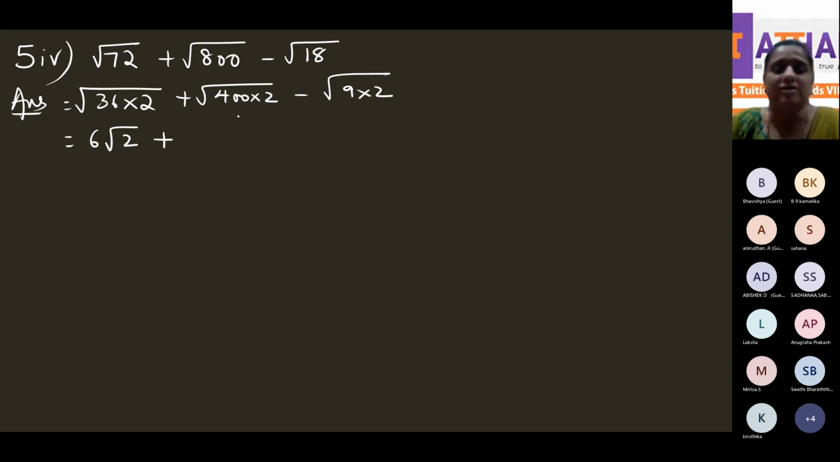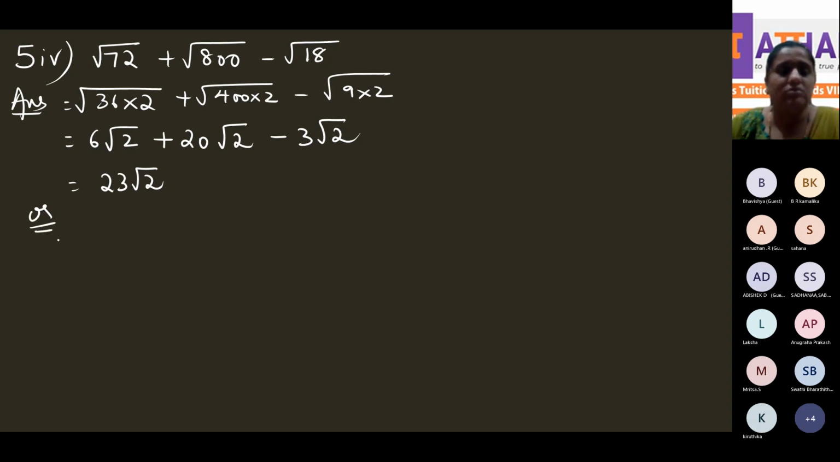Plus 400. The square root of 400 is 20. 2 remains under the square root. The square root of 9 is 3. 2 remains under the square root. Now all these are like surds because everywhere it's root 2, root 2, root 2. So you can simplify them. Simplify the numerical coefficients. 6 plus 20 is 26. 26 minus 3 is 23. 23 root 2 is the answer.